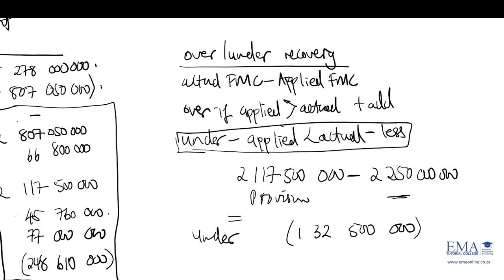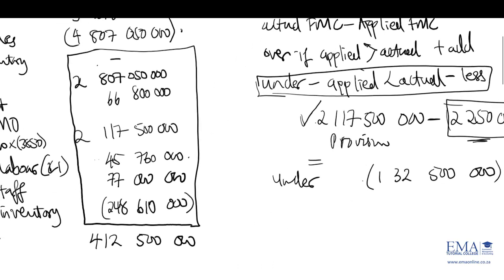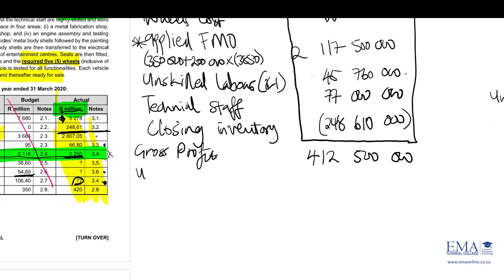So we are saying we made a provision of 2,117,500 for fixed manufacturing cost, which was less than the actual of 2,250,000. So it means we have only subtracted this much in our statement. Now we also need to subtract this much, so that in the end, if you add this and this, it will amount to the actual. So at the end of the day, we're going to have an actual profit, because we would have subtracted the applied and also the under recovery. So it comes soon after gross profit. I'll explain to you how we get to the under in more detail in the following lecture.